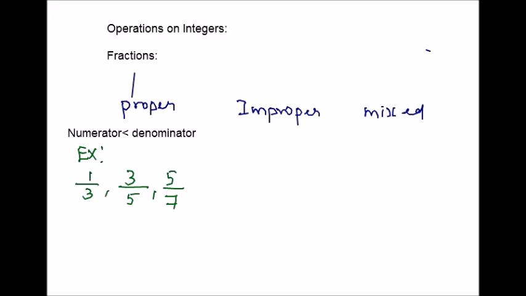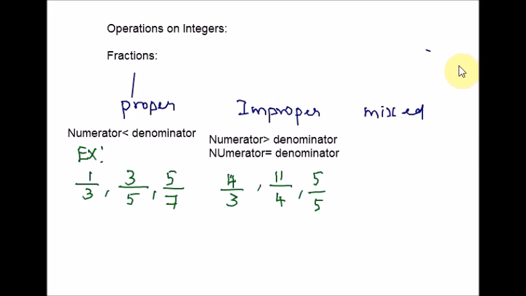Okay, now let us see what is an improper fraction. If the numerator is greater than or equal to the denominator, then the fraction is said to be an improper fraction. For example, you can write this. Hope you understand the difference between improper fraction and proper fraction.